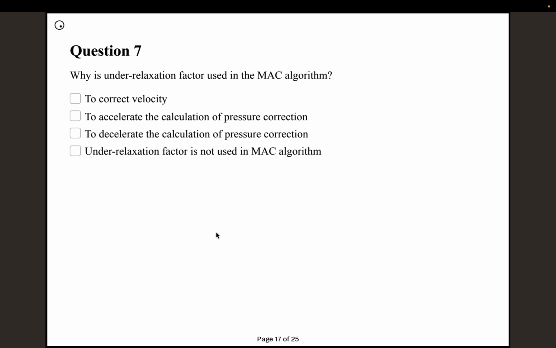Why is the under relaxation factor used in the MAC algorithm? To correct velocity, to accelerate the calculation of pressure correction, or to decelerate the calculation of pressure correction. Or is the under relaxation factor not used in the MAC algorithm? So where are we using this factor?